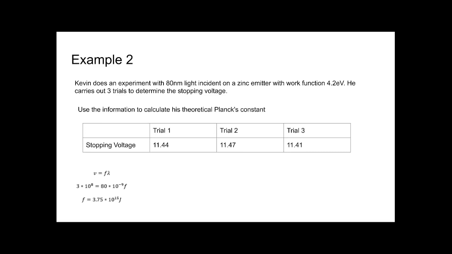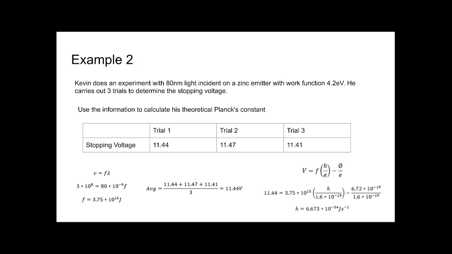Second, we need to find the average stopping voltage from the three trials. Three concordant trials, so we add them up and divide by 3, the number of trials, and we get an average of 11.44 volts. So now we can substitute: our stopping voltage is 11.44 volts, our frequency of incident light is 3.75 times 10 to the power 15 hertz, and the work function for the zinc is 4.2 electron volts.